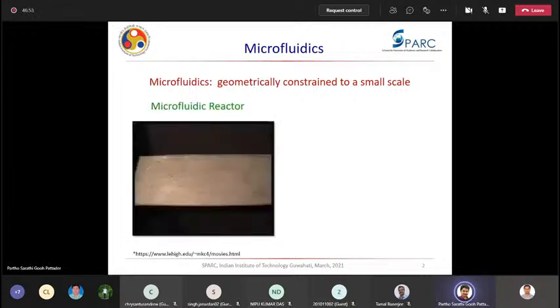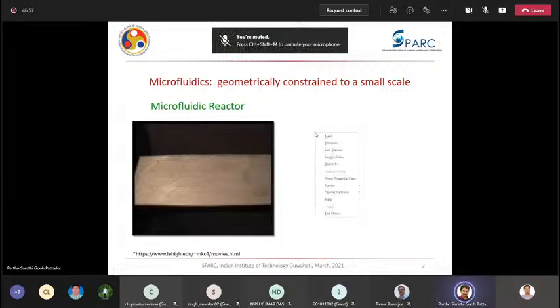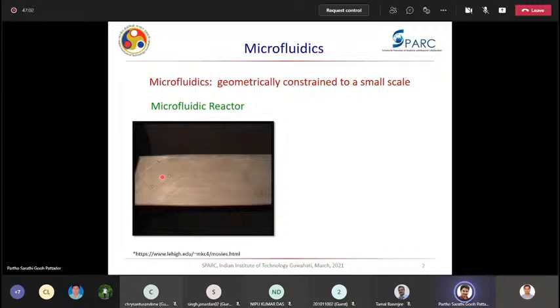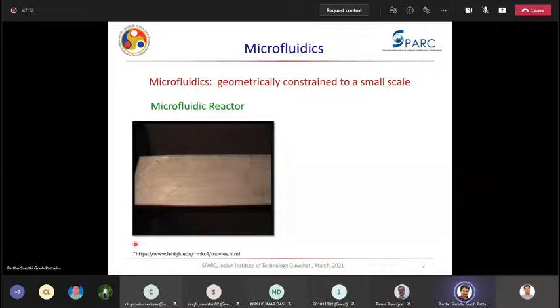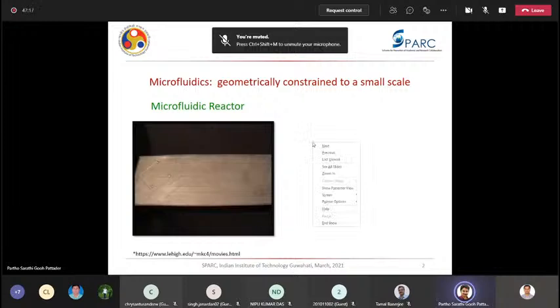Here I am showing some examples. You can see that there are three different liquid droplets. This one, and this one, and this can be operated. This video is not running. Maybe I can just.